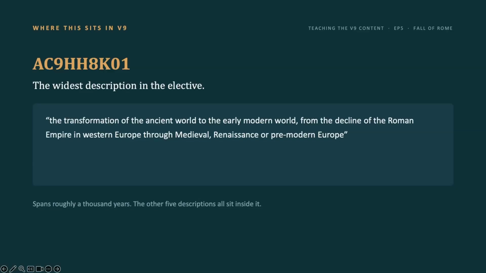The content description: the transformation of the ancient world to the early modern world, from the decline of the Roman Empire in Western Europe through medieval, Renaissance, or pre-modern Europe. It's the widest of the 6 descriptions in the selective. It spans roughly 1,000 years, and all the other 5 sit within it, which means if you teach K01 as background before the real content, you have skipped the frame that holds everything together.